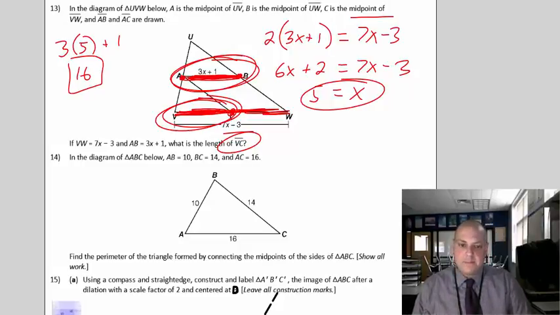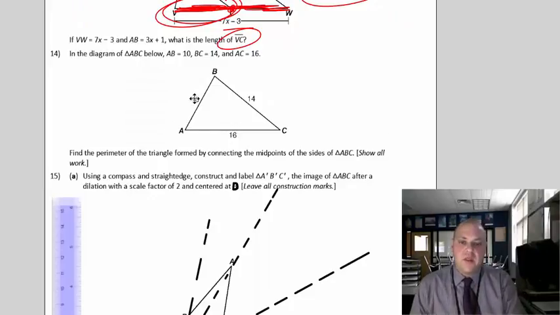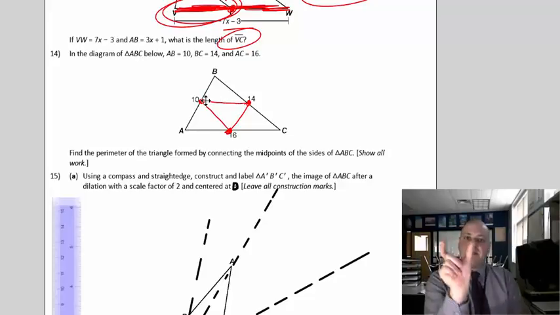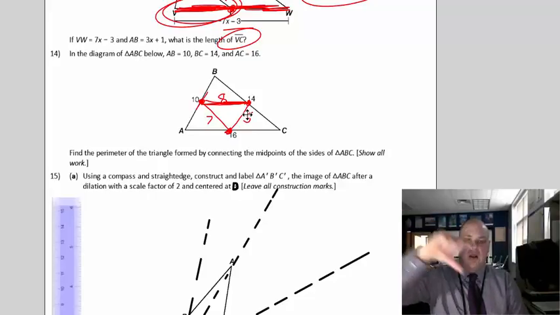All right, in the diagram, find the perimeter of the triangle formed by connecting the midpoints. Well, here's the midpoint, here's the midpoint, here's the midpoint. If we connect the midpoints, I get 3 mid-segments. Each mid-segment is parallel to a side, and it's half of that side. So if this is 16, this is 8. If this is 14, this is 7. If this is 10, this is 5. Get it? Half of the parallel side.